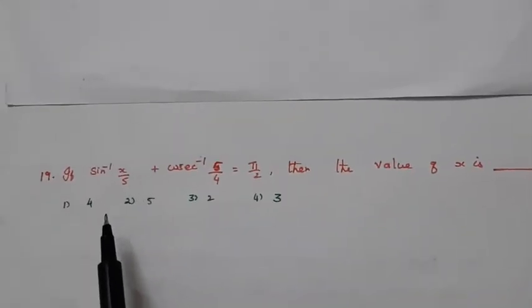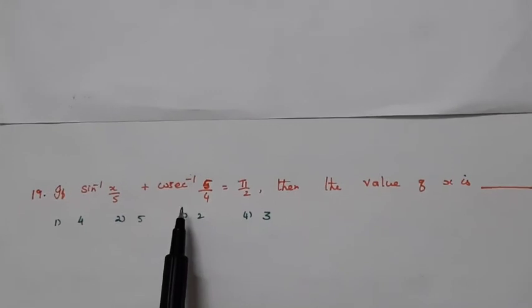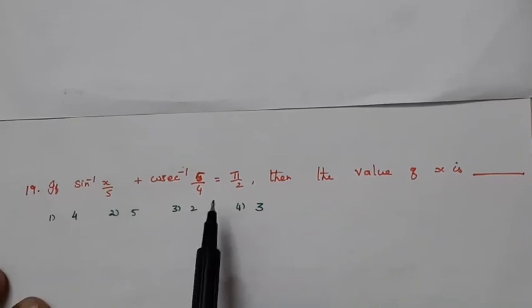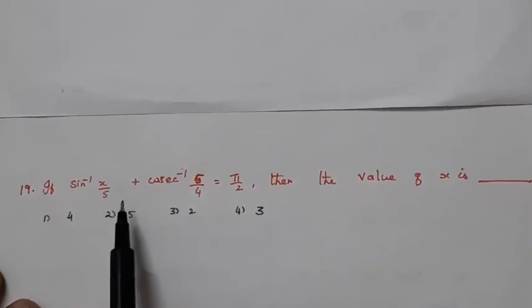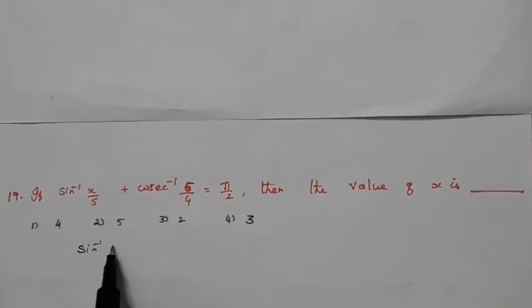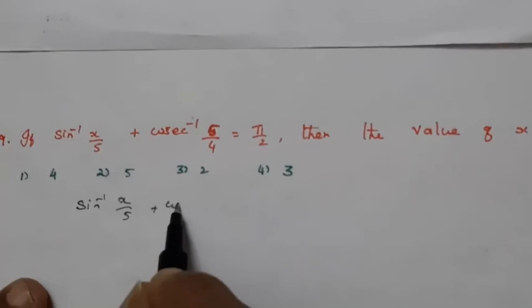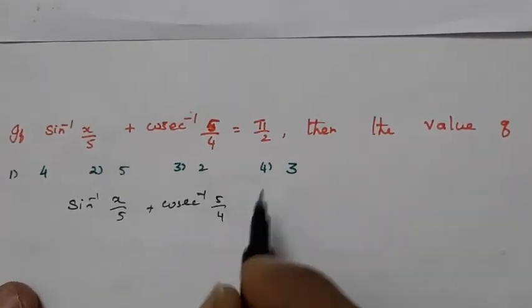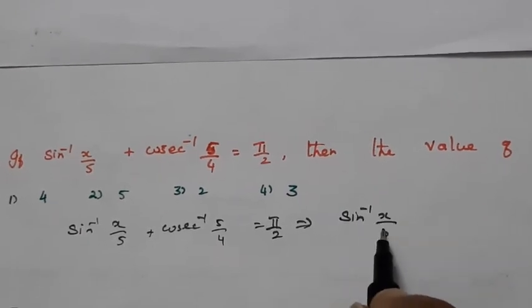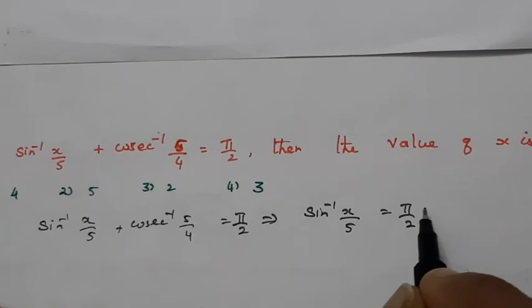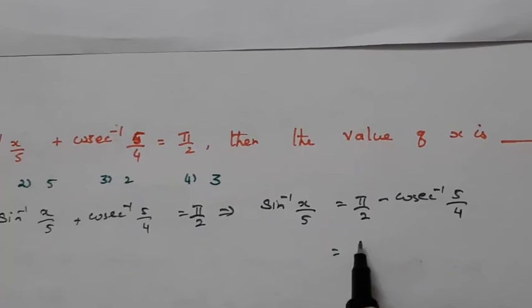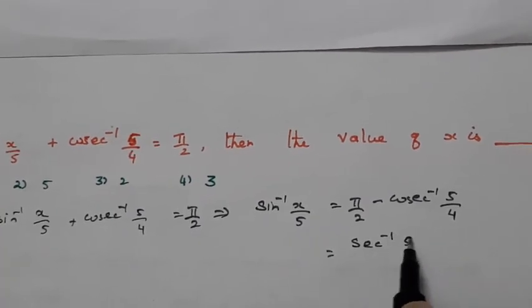So, the 19th one is: if sin inverse of x by 5 plus cosecant inverse of 5 by 4 is equal to pi by 2, then find the value of x. This is also just like the previous one, that is the 18th sum. So, let us move this cosecant inverse to the opposite side. Sin inverse of x by 5 plus cosecant inverse of 5 by 4 is equal to pi by 2 implies sin inverse of x by 5 is equal to pi by 2 minus cosecant inverse of 5 by 4. So, pi by 2 minus, that is nothing but this secant inverse of 5 by 4.